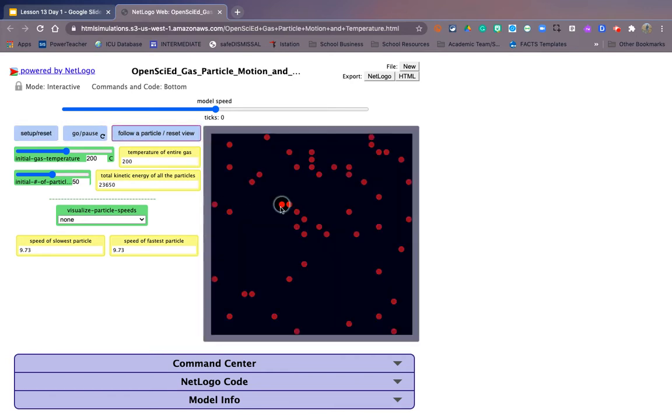This circled particle here is our highlighted particle. Keep your eye on the circled particle. And remember, think about what changes you notice happening in the motion of the highlighted particle.